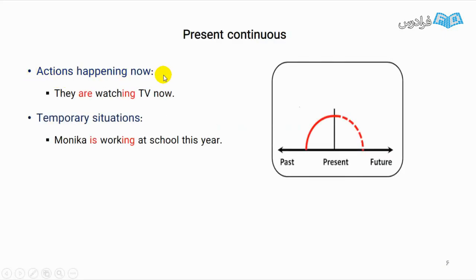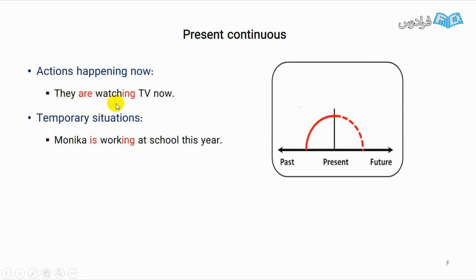Now, I want to talk about present continuous tense. We have talked about it in A1 grammar. I told you about its form. Now we want to review its usage and introduce a new usage for that. We use present continuous to talk about actions happening now. For example, I'm teaching English now.